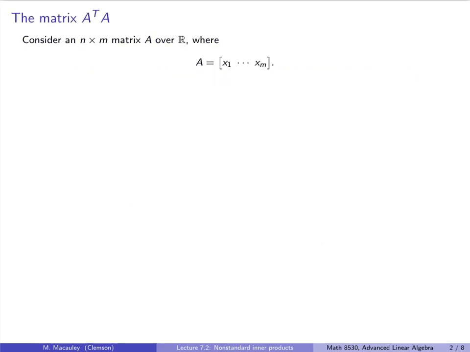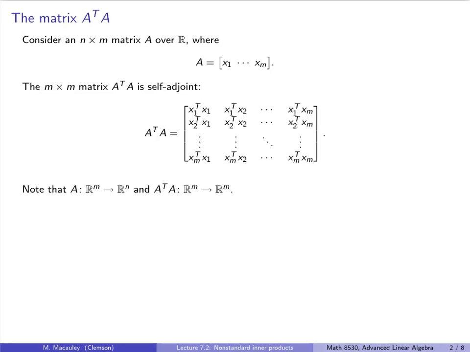As a warm-up, consider an n by m matrix A over the real numbers where the columns are vectors x1 up to xm. The m by m square matrix A transpose A is self-adjoint. We've already seen that. And remember that the ijth entry of A transpose A is xi transpose times xj. So you can really think of this matrix as the matrix of dot products of all pairs of these vectors xi.